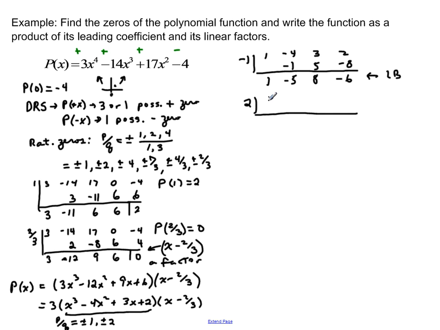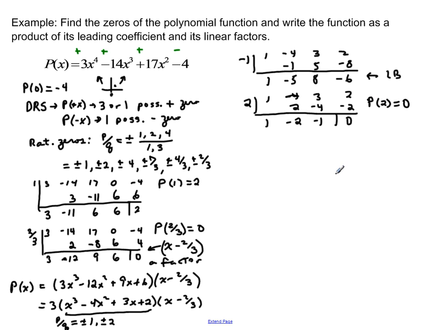Well, if I try positive 2, 1, negative 4, 3, and positive 2, I bring down the 1. 2 times 1 is 2. Added, that gives me negative 2. This gives me multiplication, negative 4. 3 and negative 4 is negative 1. 2 times negative 1 is negative 2. Hey, what do you know? We've got another 0. We now know that P of 2 is equal to 0.